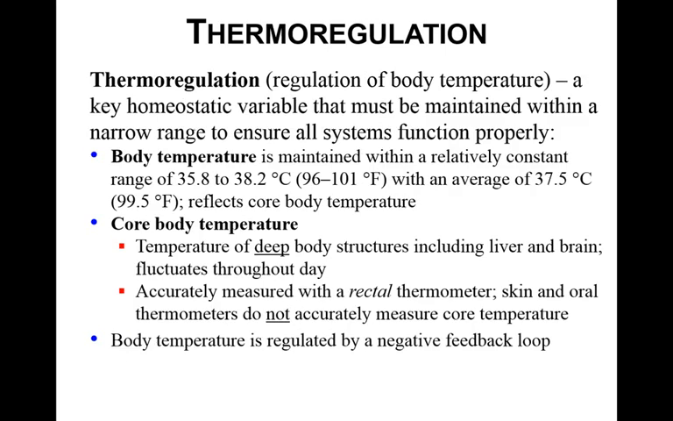Thermoregulation is regulating body temperature. This is a major homeostatic variable that has to be maintained so that all of your other systems can do their jobs. Core body temperature is about 99.5. This is the temperature of your deep body structures like liver and brain. It does fluctuate. That's just an average.